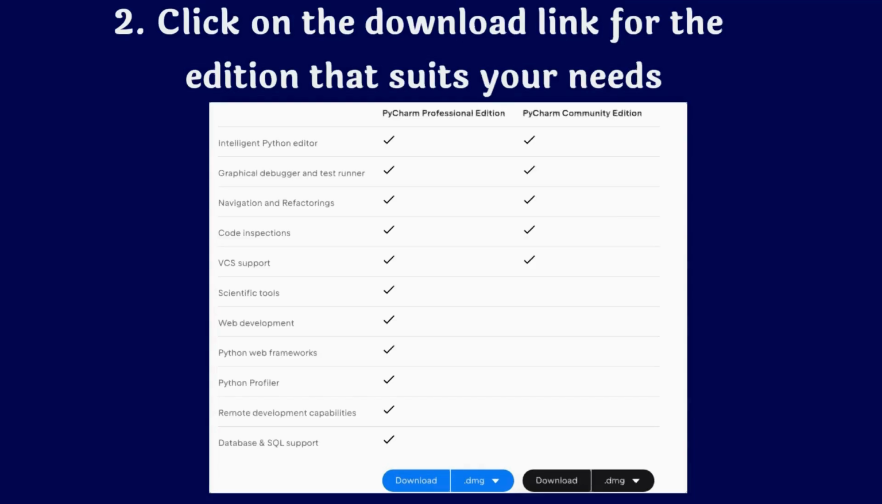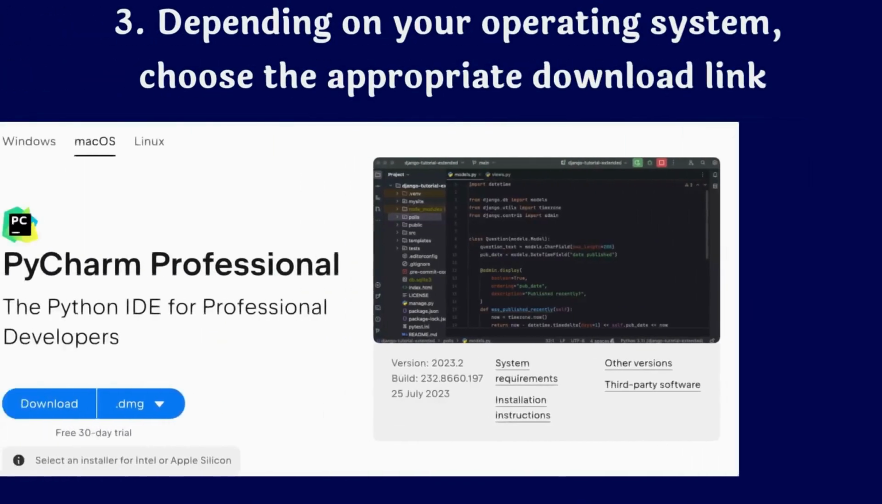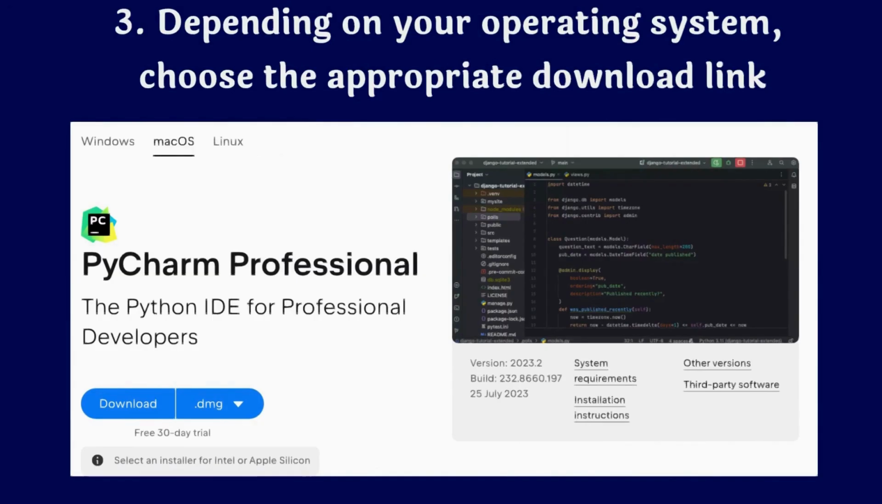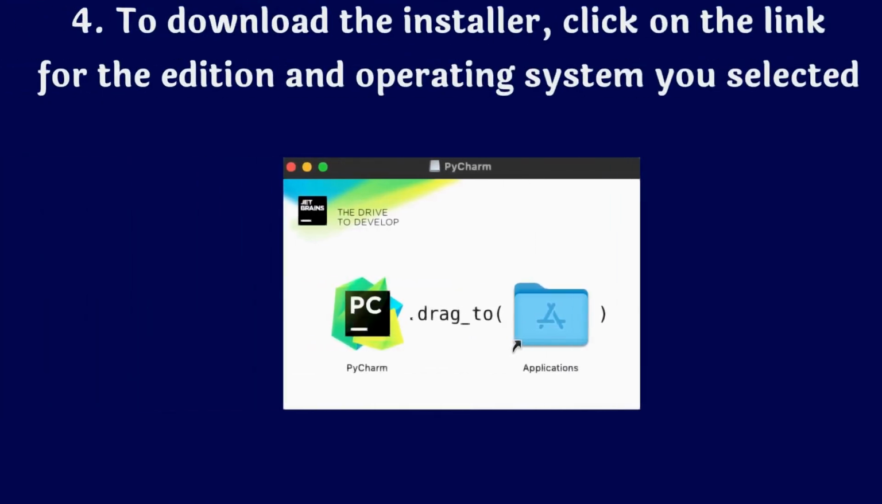Click on the download link for the edition that suits your needs. The PyCharm download page offers options for different operating systems, Windows, Mac, or Linux, depending on your operating system. Choose the appropriate download link. Number 4, to download the installer, click on the link for the edition and operating system you selected. Your computer will begin downloading the installer file.